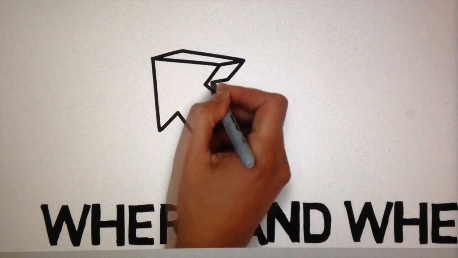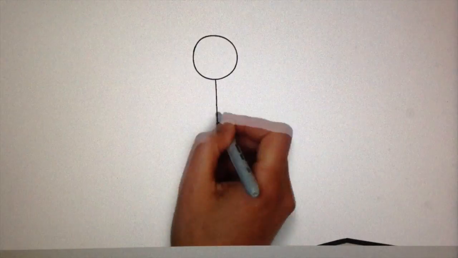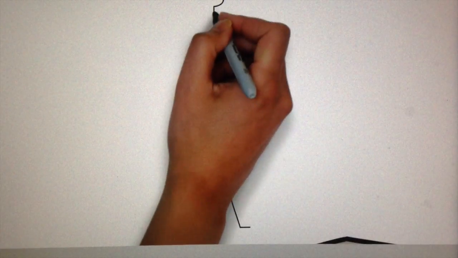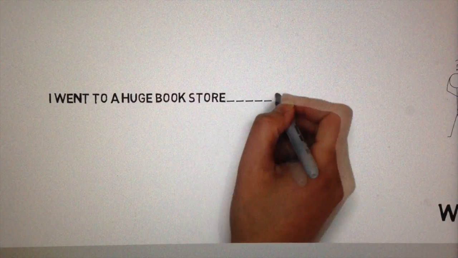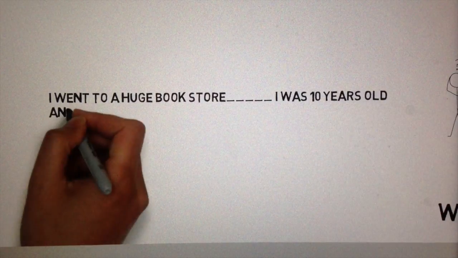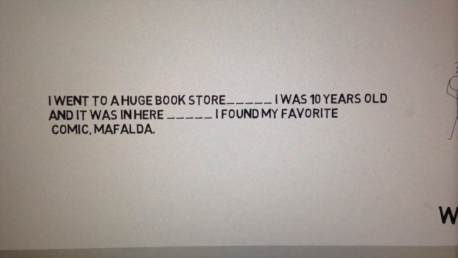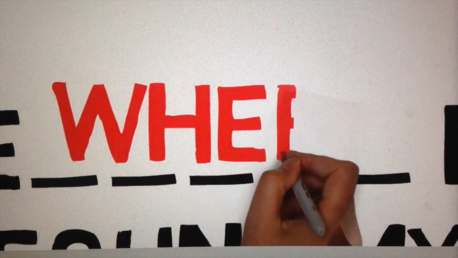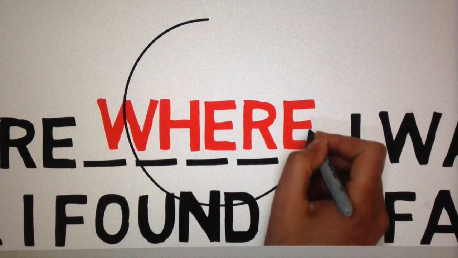Relative pronouns for places and periods of time are where and when. In some cases, it is harder to distinguish when we have to use each one. For example, I went to a huge bookstore (space). I was 10 years old (space). It was in here (space) I found my favorite comic, Mafalda. You could get confused about where you have to put where and when.